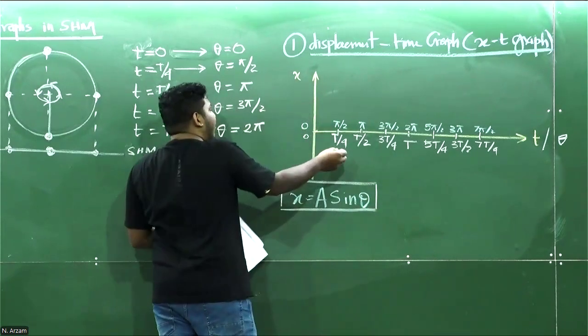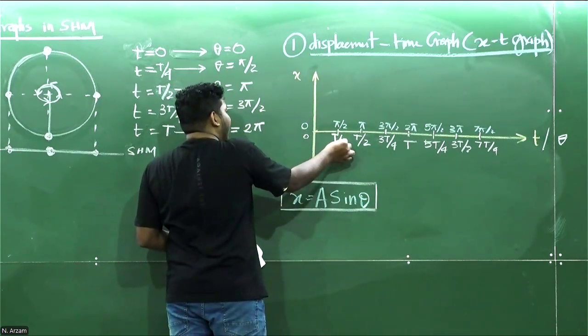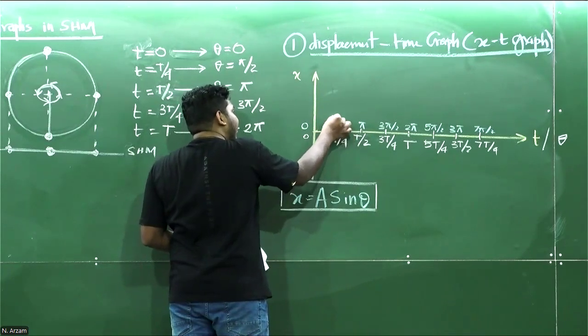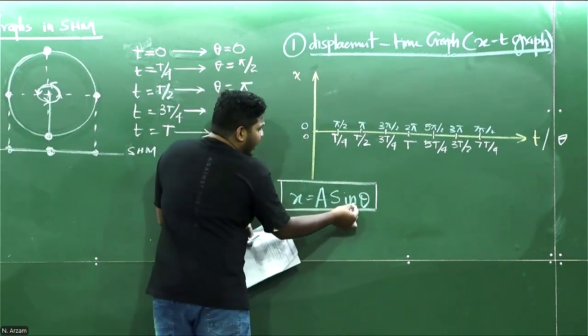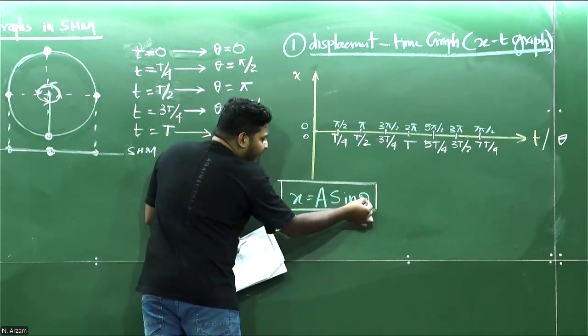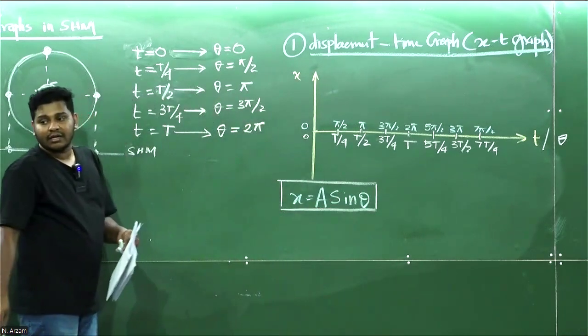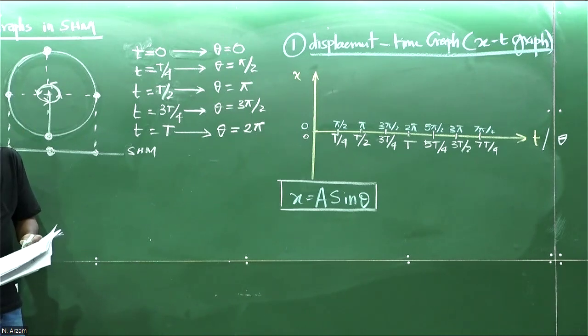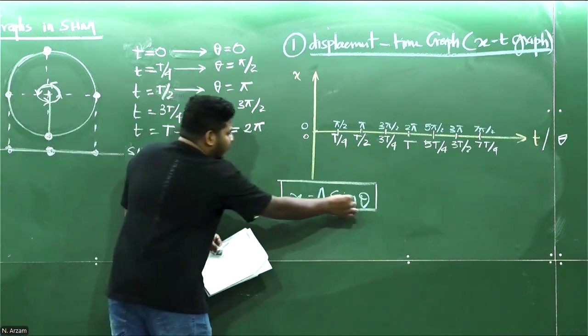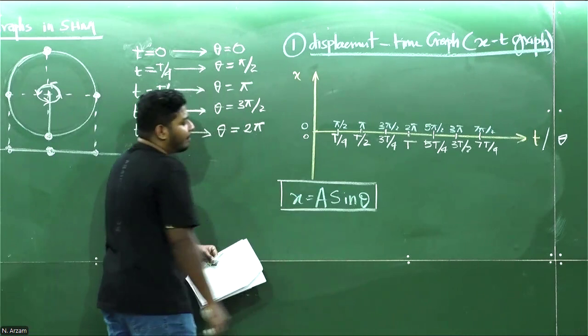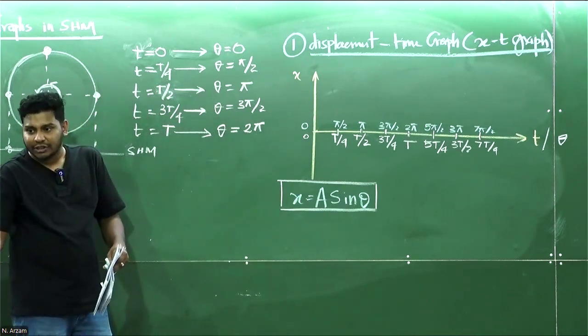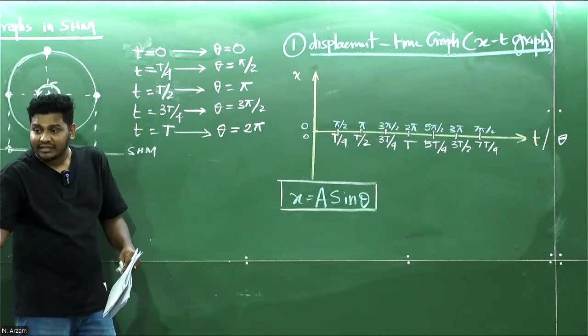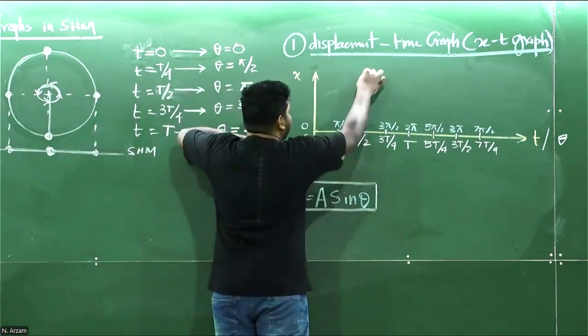Now tell me, at t by 4 time period, the angle is 5 pi by 2, right? Substitute 5 pi by 2 for theta. Sine 5 pi by 2, sine 90, what's the value? It's 1. So x is equal to plus a. Sine 90 is positive 1, no? So x is equal to plus a.